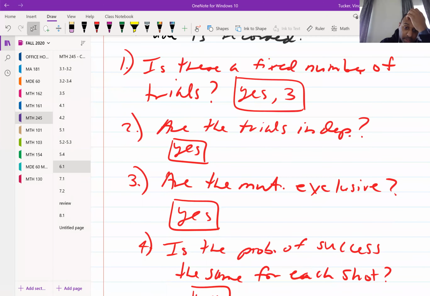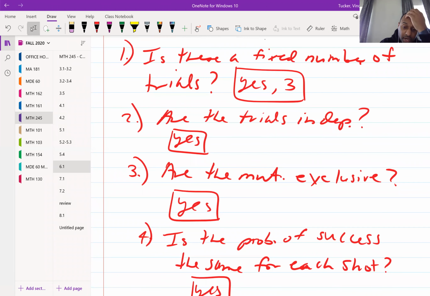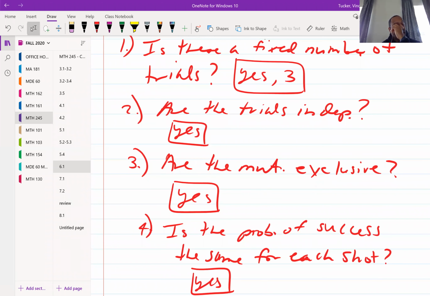Then is the probability the same for each shot? Probability of success the same for each shot? The answer is yes. He's historically an 80% free throw shooter, so that's going to be the probability.